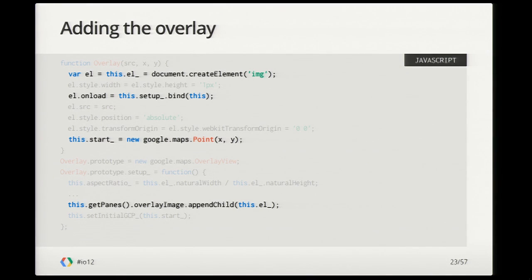So once the image is added to the map, we create an image element. We set the source to the URL on the local file system, and we add it to the overlay image pane. You see at the bottom we're calling getPanes. And this is a handle to some of the map panes so that when the map is panned, your overlay is translated with the map.